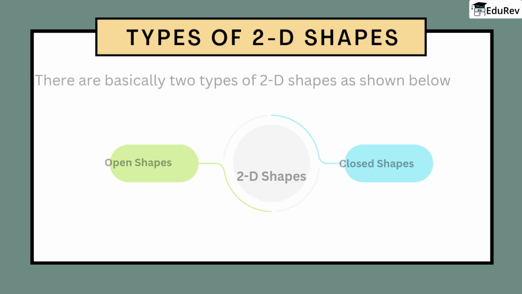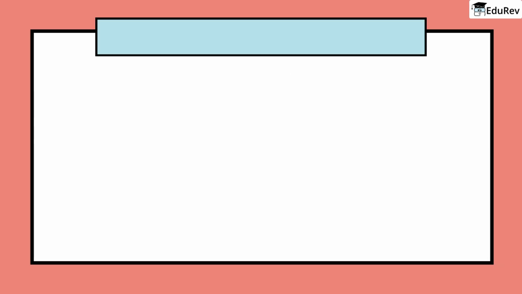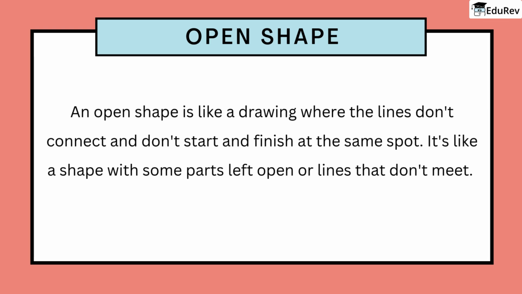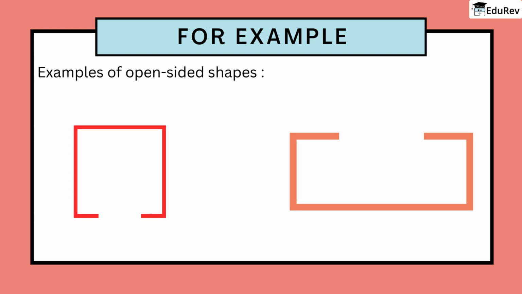Moving on, there are basically two types of 2D shapes, open shapes and closed shapes. Now, let us discuss open shapes and closed shapes in detail. An open shape is like a drawing where the lines don't connect and don't start and finish at the same spot. It's like a shape with some parts left open or lines that don't meet. For example, consider a square with some side missing, or a rectangle that is missing one side. These are examples of open shapes.